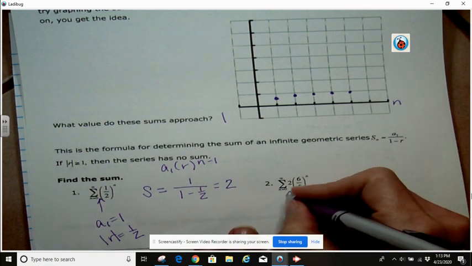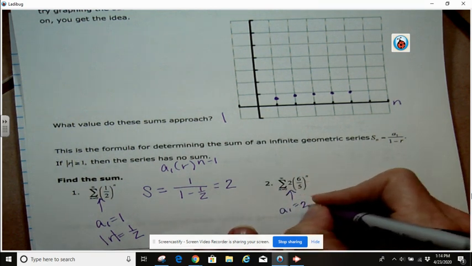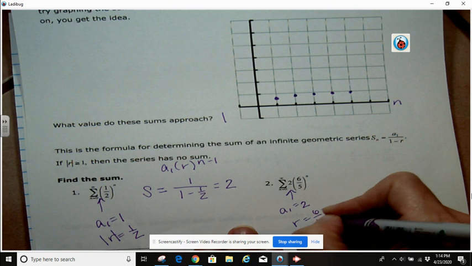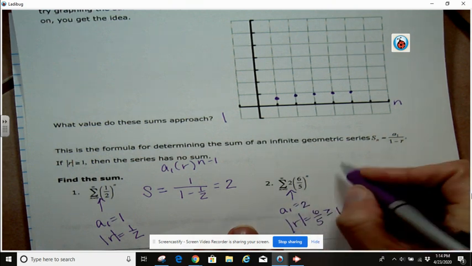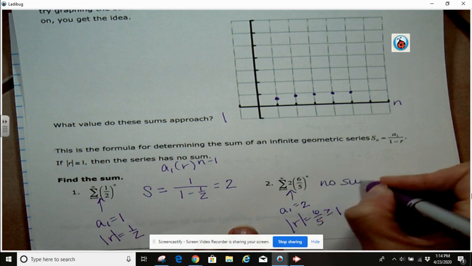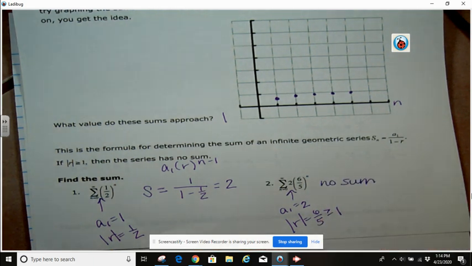So here, a sub 1 would be 2, and r equals 6/5. Well, the absolute value of r here is greater than or equal to 1, so there's no sum. It's important that you pay attention to that, because if you do use the formula, you'll get an answer. It just won't be right. So you want to make sure you catch it at that point.